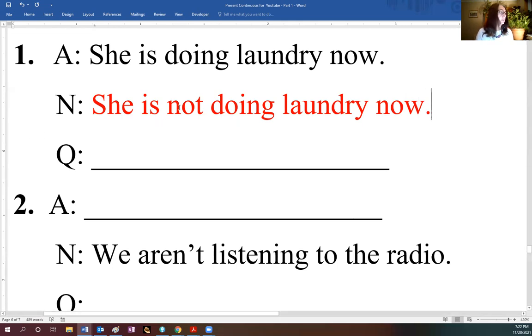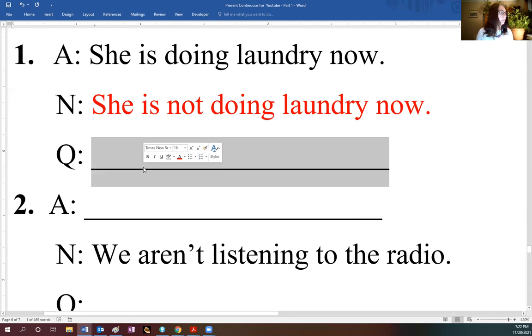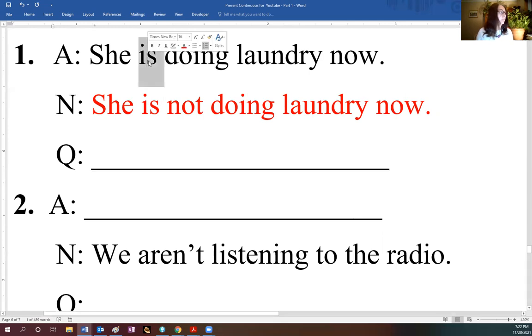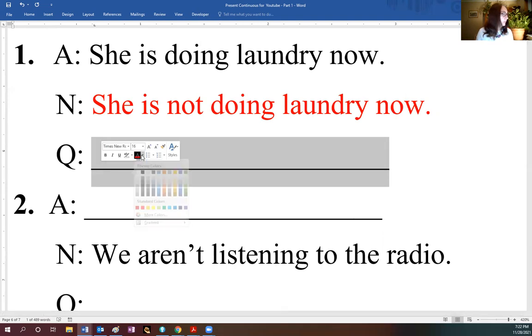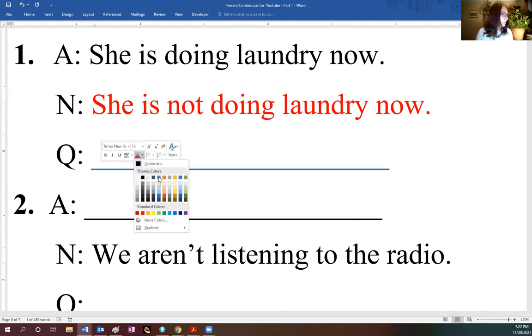And you remember the not goes between the verb to be and the verb with ing. She is not doing laundry now. Okay, what about the question? Remember when I told you, you take the verb to be, put it first, and then it will become a question. Okay, so let's put a different color here for the question.